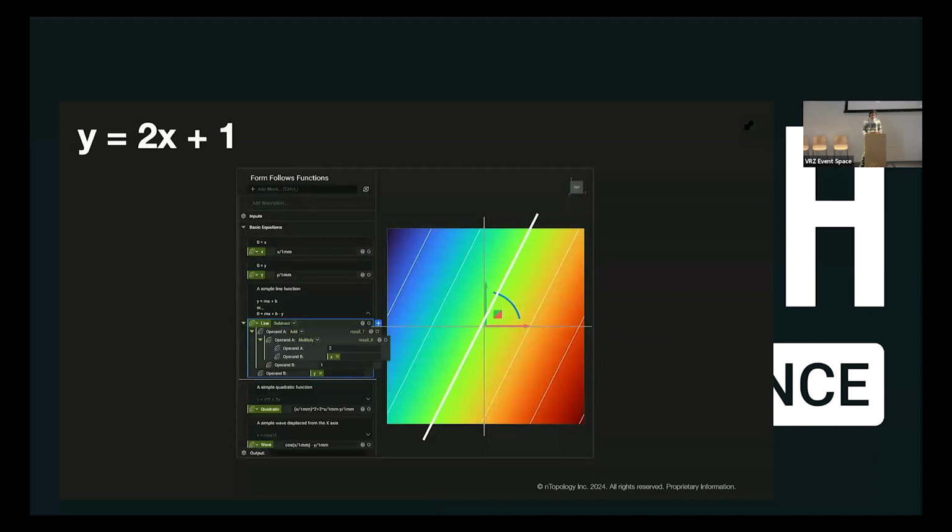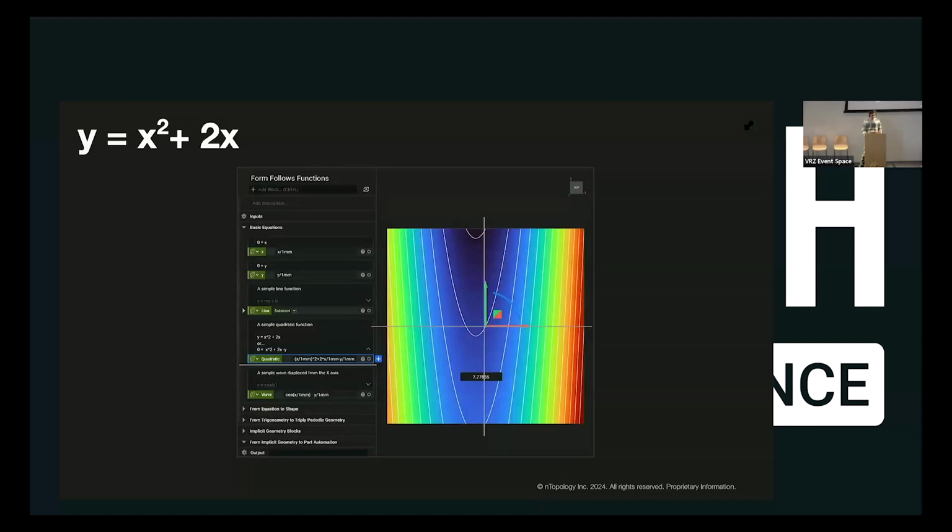Y equals mx plus b, algebra 1. Here's a line. But as you'll see, it's not just a line. It's a line and all possible lines in this equation. Y equals x squared plus 2x, quadratics. Functions are very simple foundational things that grow in complexity over time. You can combine them. It's all about combining them in clever ways and getting the right level of abstraction.